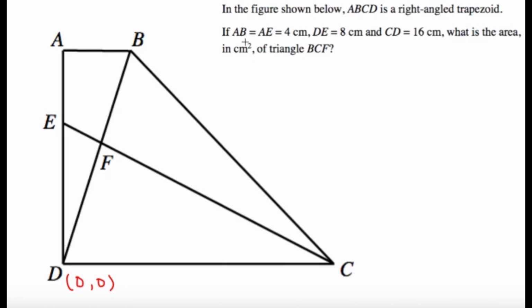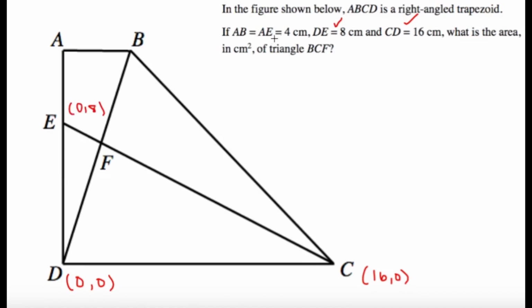Since we have CD equals 16, this will give us that C should be 16 units to the right, based on the figure. So C would be at the point (16, 0). That's just from moving to the right on the Cartesian plane. And next, for the point E, we can use the fact that DE is 8. So just move 8 units up based on the figure. So (0, 8) it is.